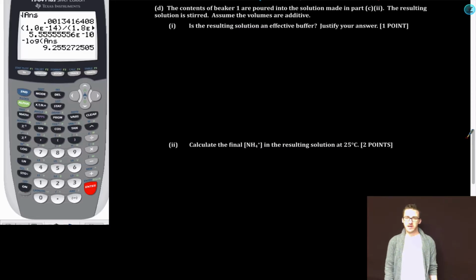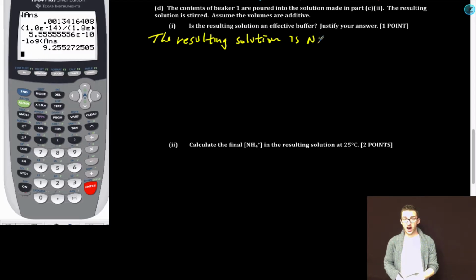Boom. All right, we're in the home stretch here, part D, almost done. The contents of beaker 1 are poured into the solution made in part C subpart II. The resulting solution is stirred. Assume the volumes are additive. Subpart I. Is the resulting solution an effective buffer? Justify your answer. All right, let's do this. The resulting solution is not an effective buffer.